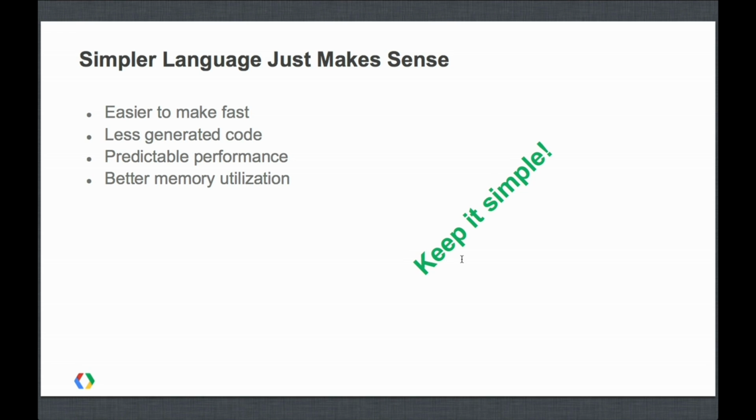Generally, less code is great, with better memory performance. You also get predictable performance because you cannot change the code after you start it up. So keep it simple. It's good for us VM implementers, and hopefully it's very good for application developers, who get more predictable performance and generally just better performance.